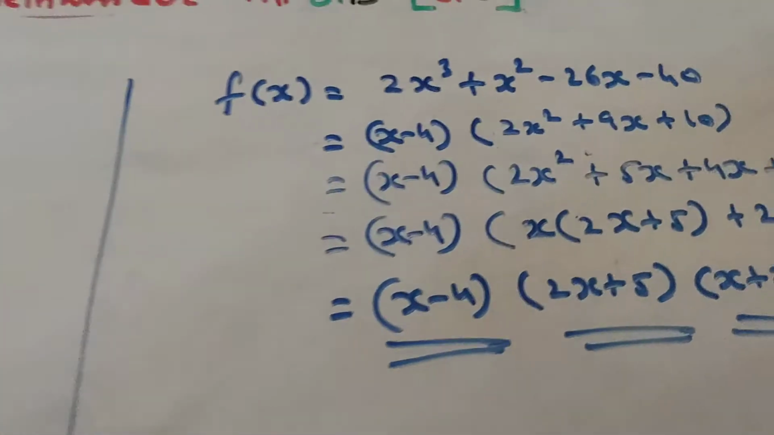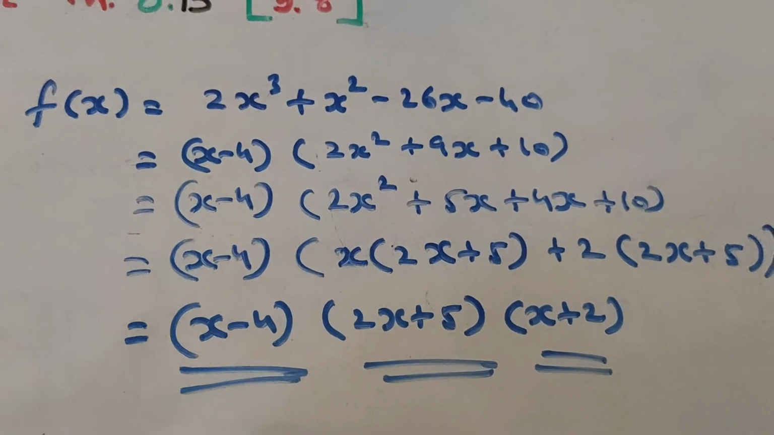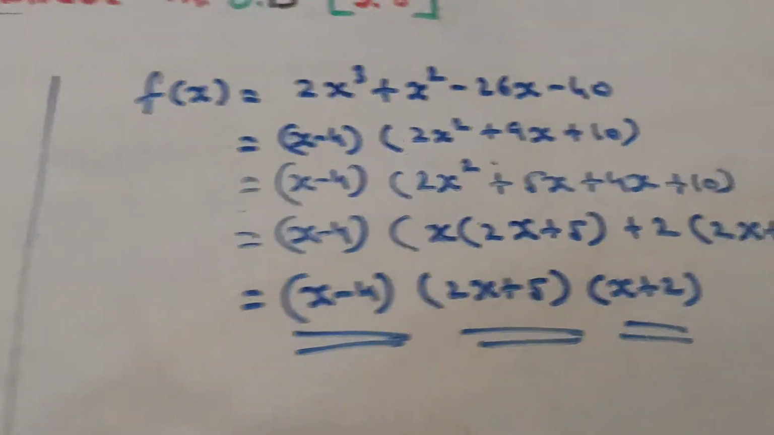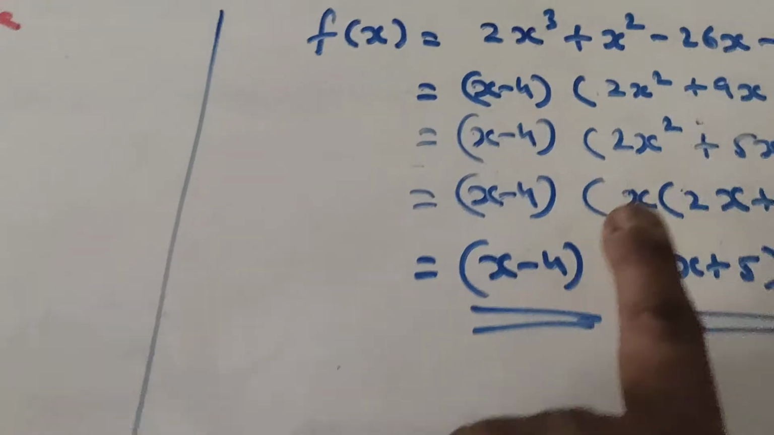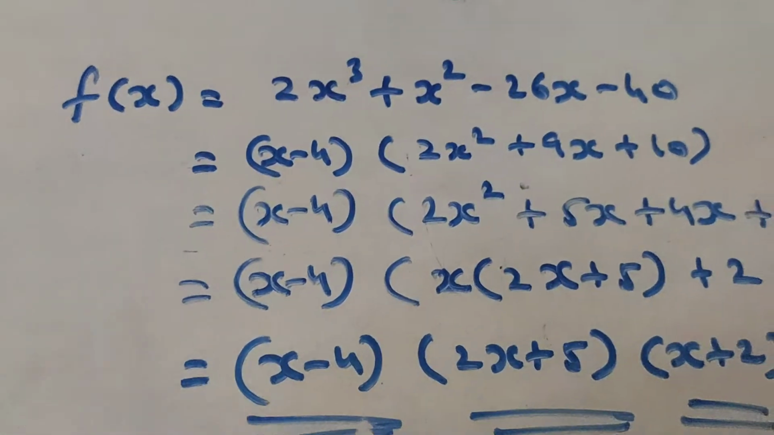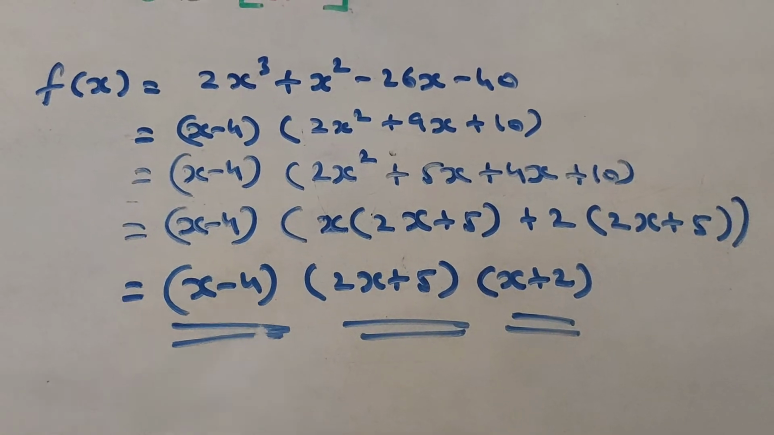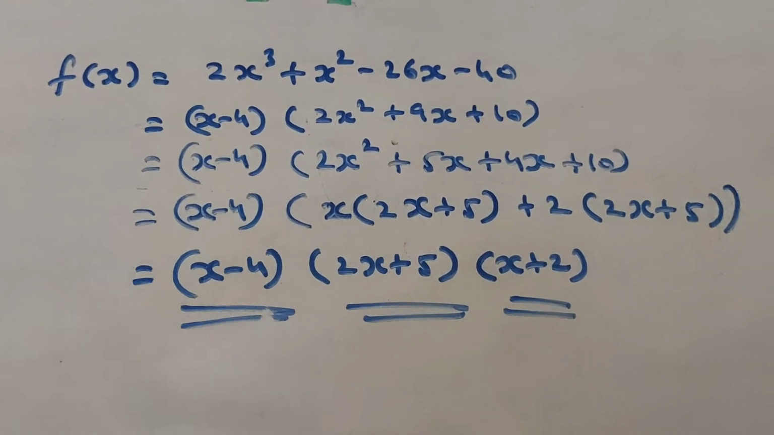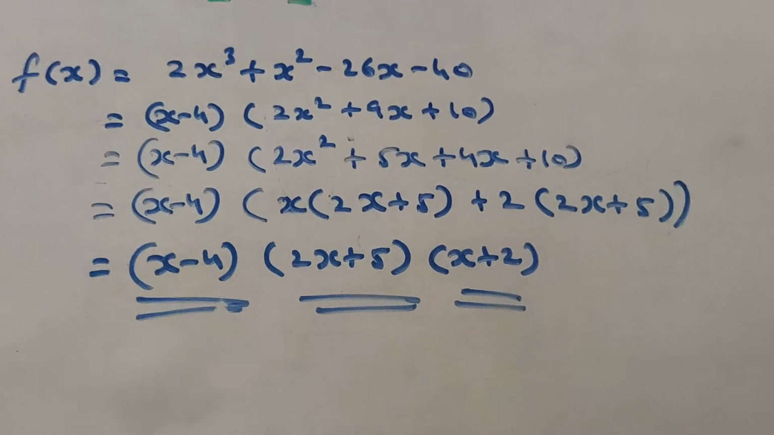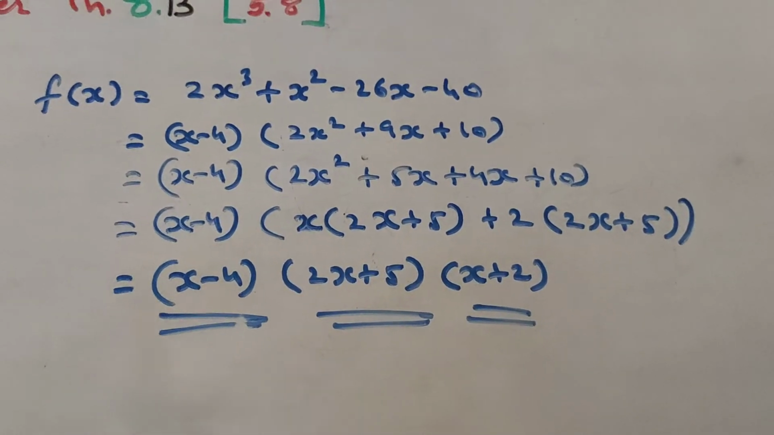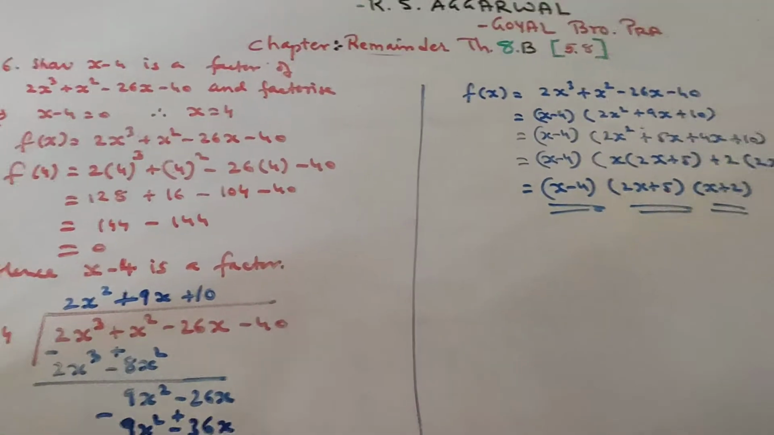Still we have to work it out further. So f(x) is equal to 2x cube plus x square minus 26x minus 40, so x minus 4, that is this one, and 2x square plus 9x plus 10. Then factorize 2x square plus 9x plus 10. That is what we have done and studied in lower standards, and by factorizing we are getting x minus 4, 2x plus 5 and x plus 2. I hope you understood this sum as well.